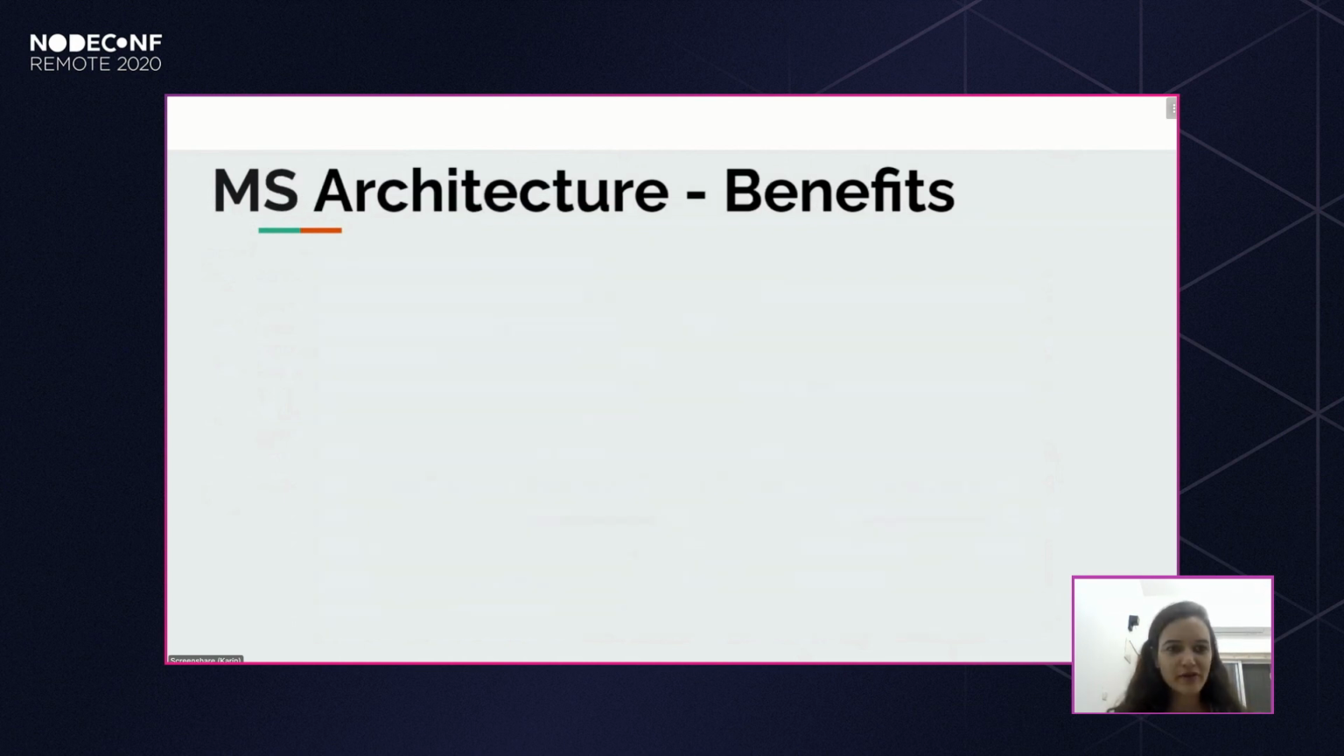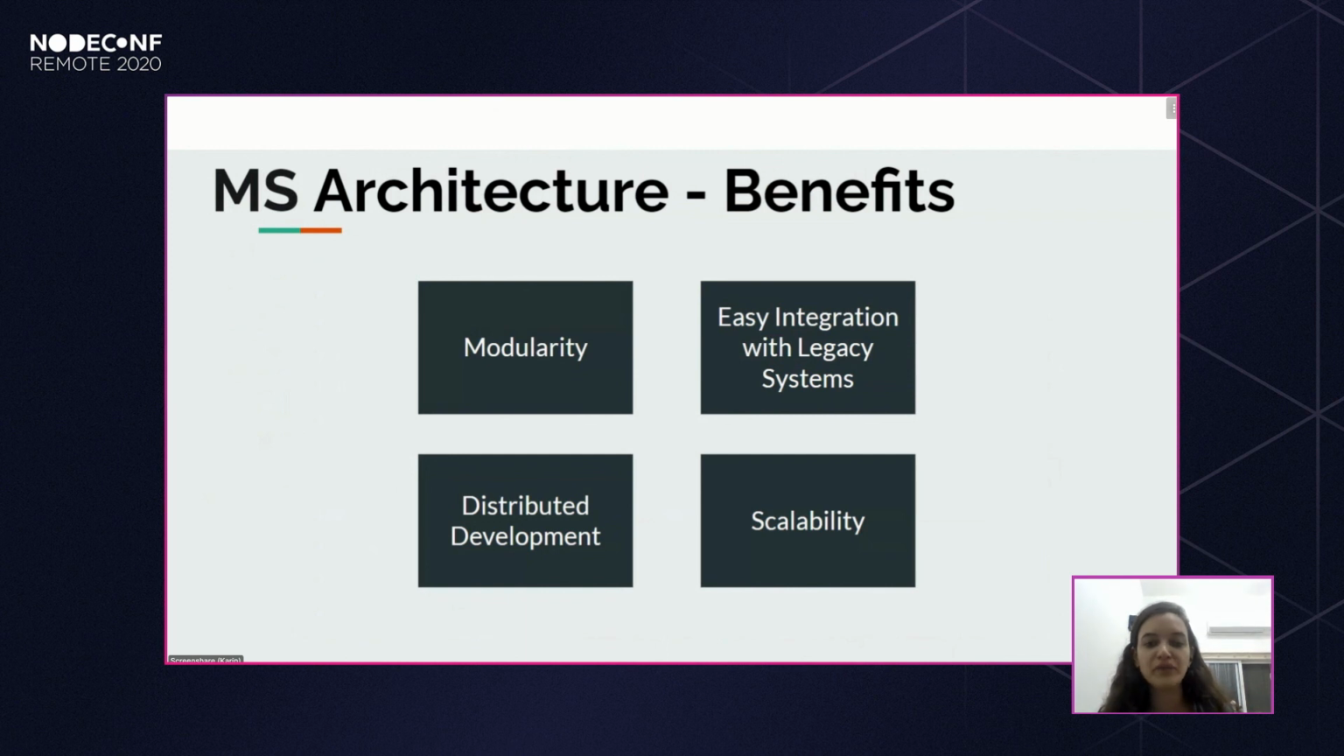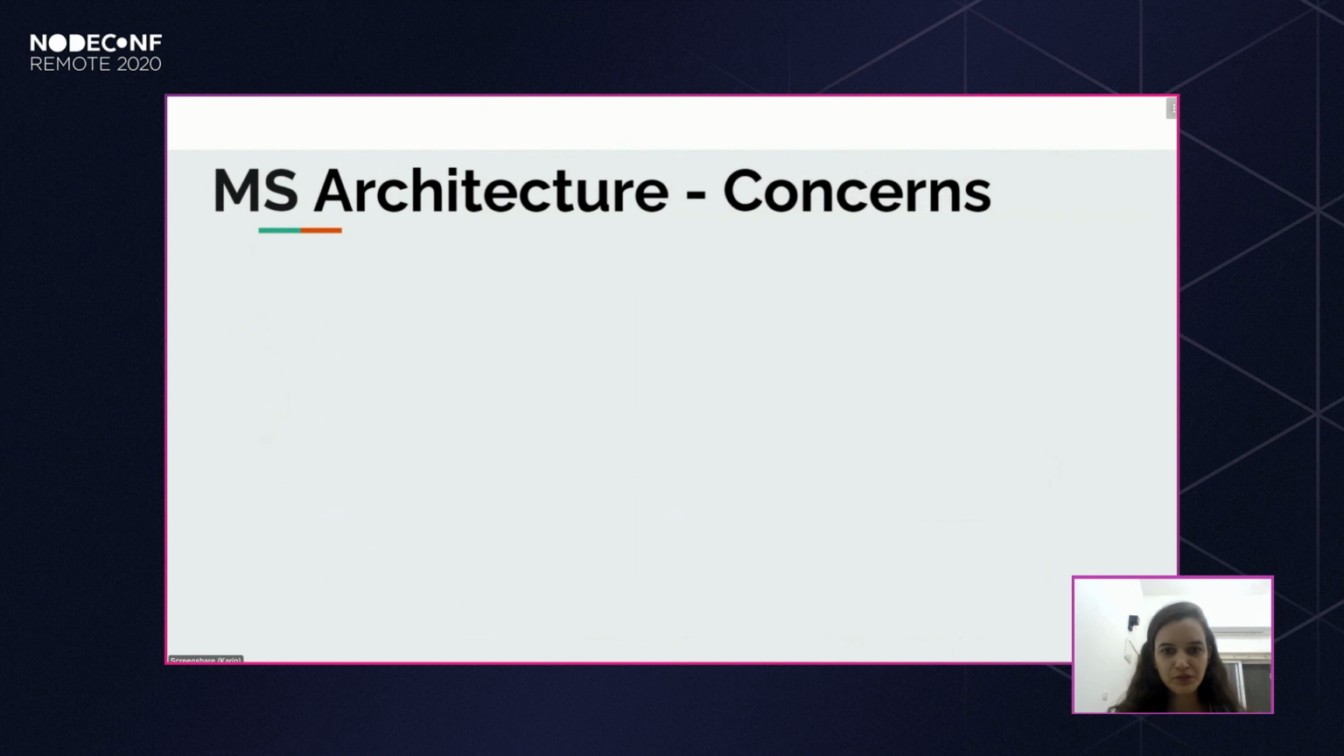As I said, microservices architecture has a lot of benefits. These are only some of them, right? They enable modularity. They make it easy to integrate with legacy systems. They allow distributed development, so you can develop different microservices in parallel. They allow easy scalability. And they're very efficient, right?